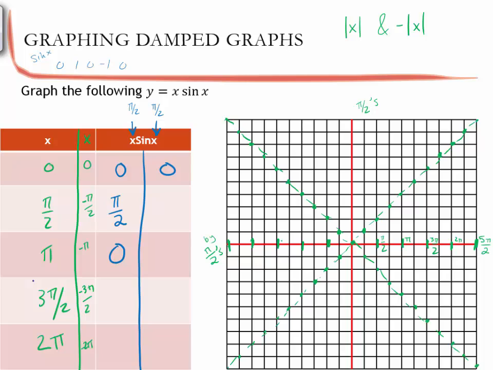The next one's a little bit more funky. We have 3 pi over 2. What's sine of 3 pi over 2?